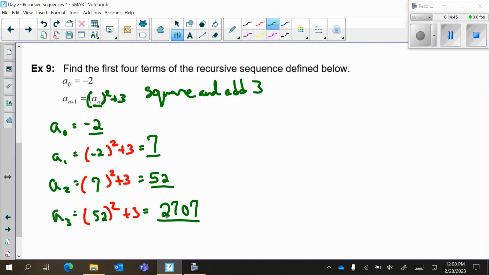Now keep in mind, this is not geometric because we're not multiplying by a common number. And it's not arithmetic because we're adding 3, but we're also squaring it. So that means we're throwing arithmetic out the window.